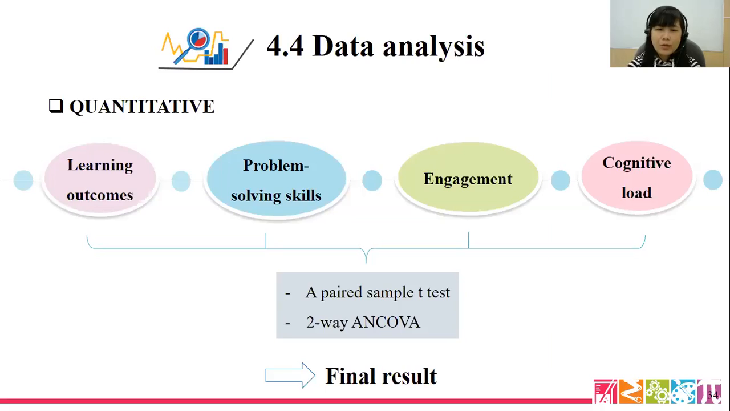About the data analysis, we will use a quantitative approach to analyze the data. In this study, we will investigate 4 aspects: learning outcomes, problem-solving skill, engagement, and cognitive load. To investigate the differences between pre-test and post-test, we will use the paired sample t-test. And the second one, we will use two-way ANCOVA with pre-test as covariate. We will investigate the interaction effect between the design, experimental and control, with the level of the student: low, medium, and high achievers. And based on the results, we will come to the final conclusion.